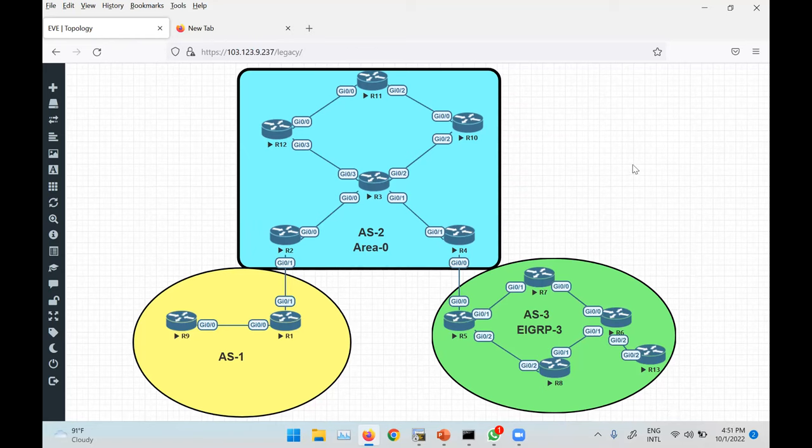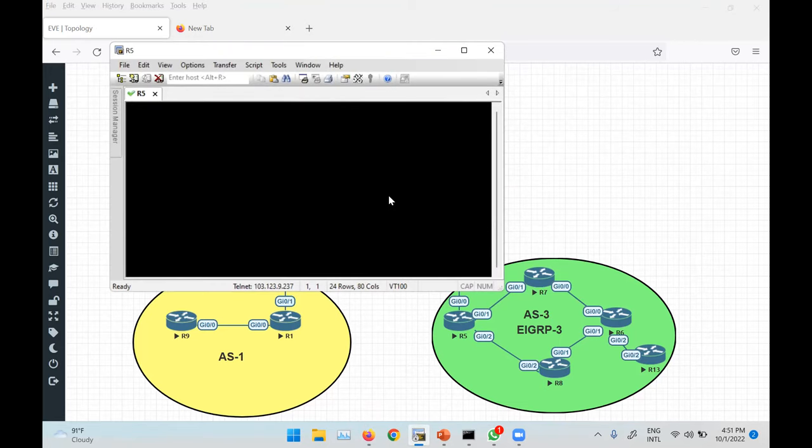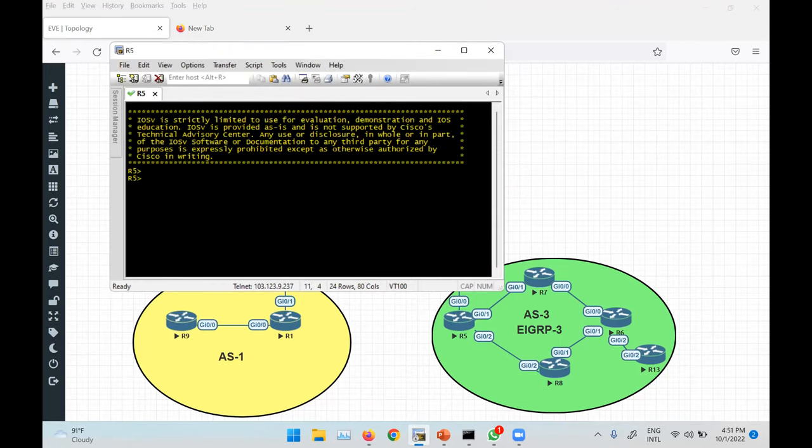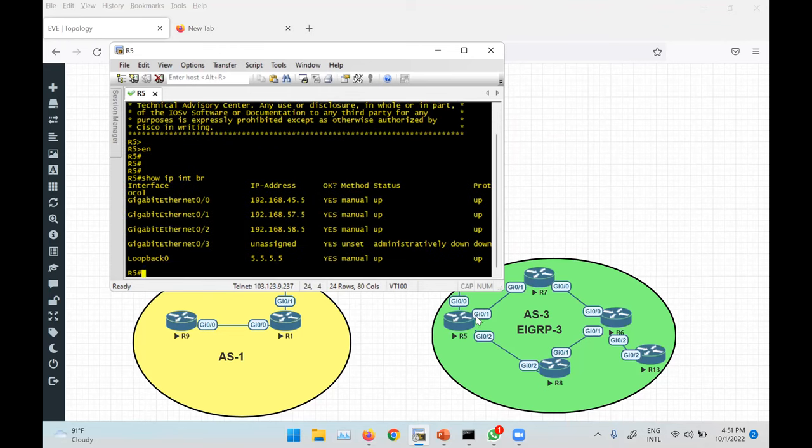And what we are expecting from R5 is that it should have the R7 loopback, R6 loopback, R13 loopback, and R8 loopback. That means R5 can reach anywhere in this network. So first thing first, we have to check the interface IP, whether IP is configured properly or not. Show ip interface brief is the command. Let's check one by one.